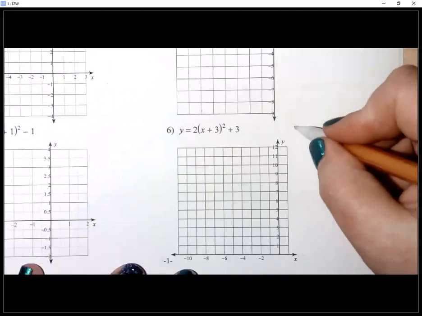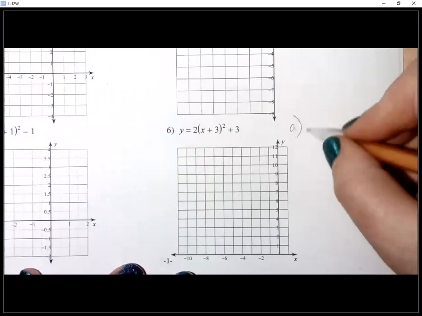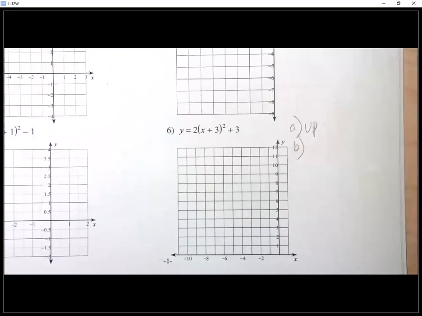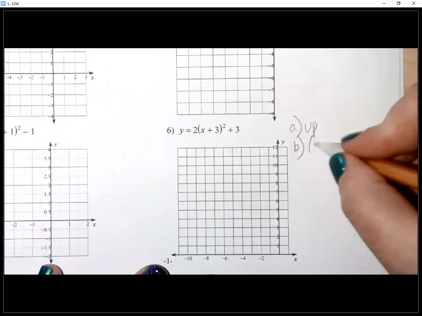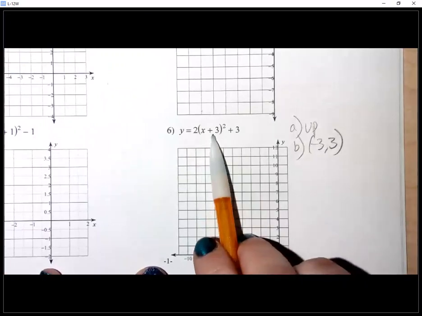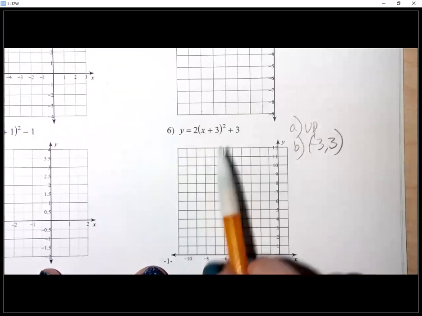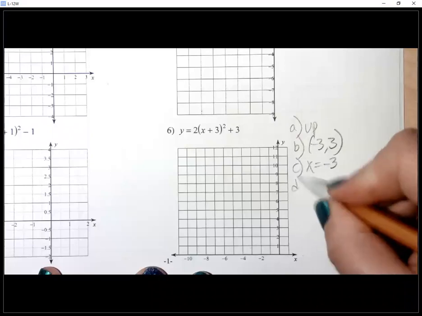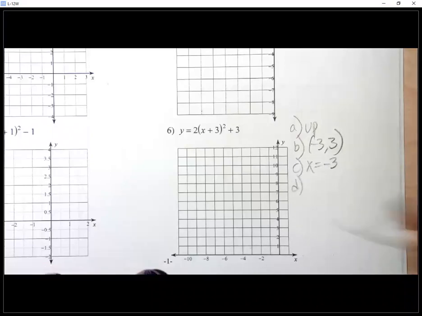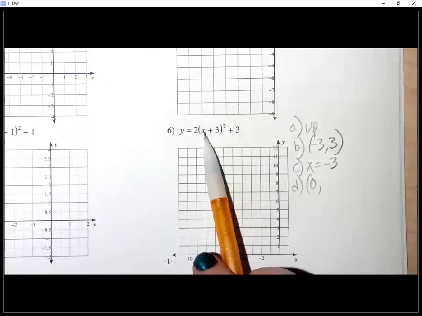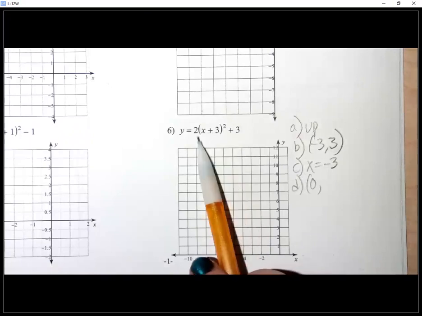Okay, is it up or down? Up. B, what's the vertex? You can just look at it and tell me. That's it. It's -3, 3. You see that? Always the opposite of that number, comma that number. That's it. Then the axis of symmetry is just x equals -3. What's your y-intercept? That one takes a little bit of time, right? Not a ton though. So 0 plus 3 is 3. 3 squared is 9. Times 2 is 18. 18 and 3, 21.